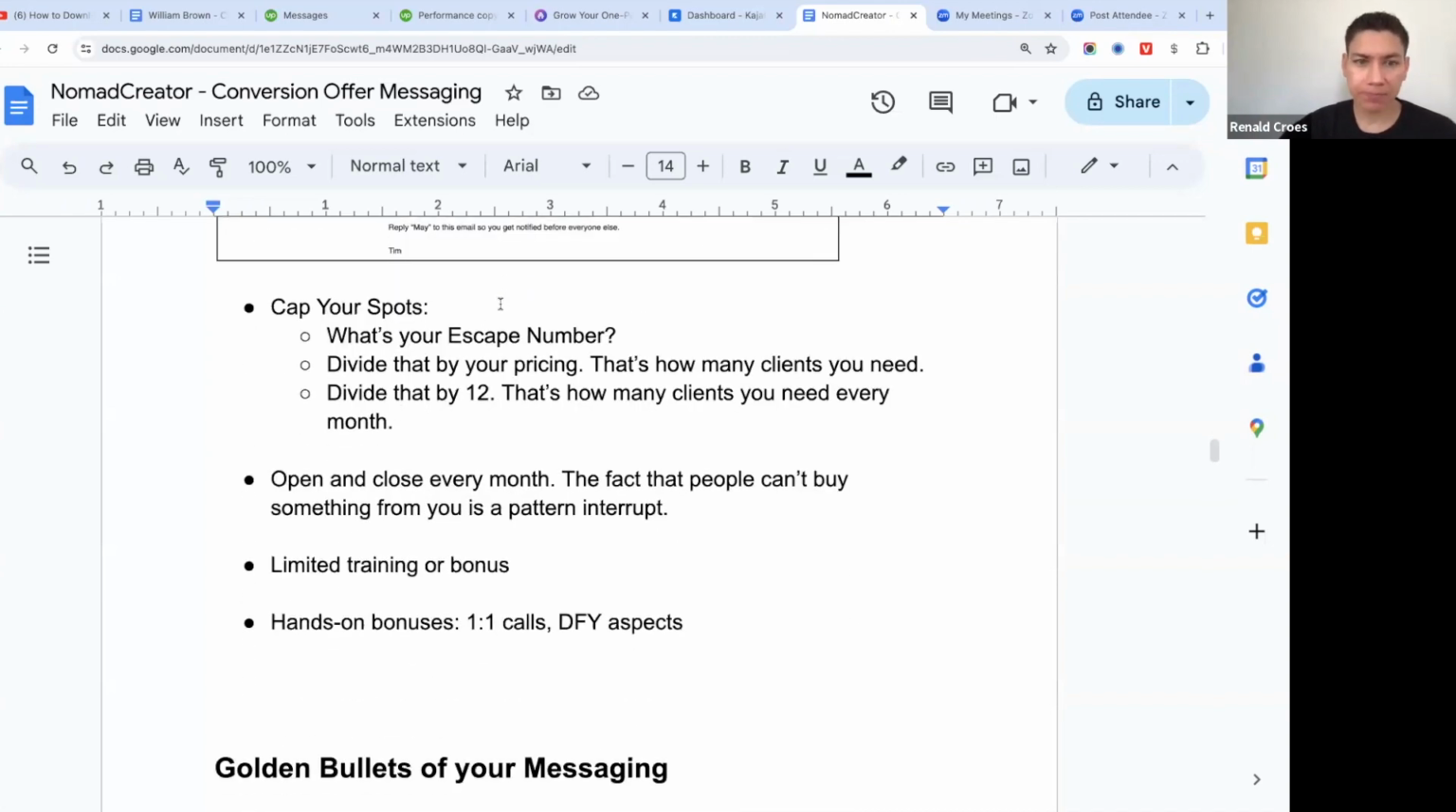With this in mind, you want to calculate your escape number, or your freedom number. You want to understand that. What I mean by this is, what do you need to acquire in sales to be able to go fully into whatever you're doing?